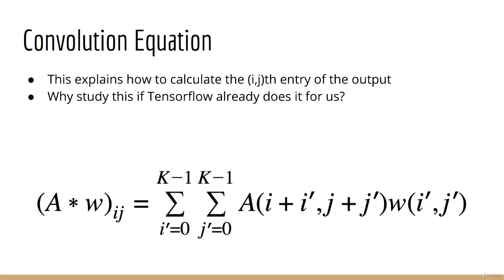The inner part of this pseudocode is key because it helps us understand the equation that defines convolution. So here we can see that the ijth entry of the output, a convolved with w, is the sum over i prime and the sum over j prime of a at i plus i prime, j plus j prime, times w at i prime, j prime. Now you might ask, why are we looking at these complicated equations if PyTorch already does all this work for us? And the answer is that this will help you immensely in understanding the different perspectives on convolution that we are going to discuss later.